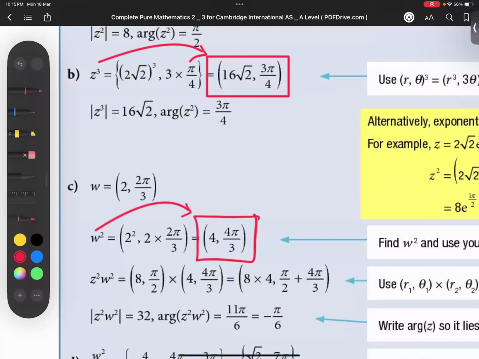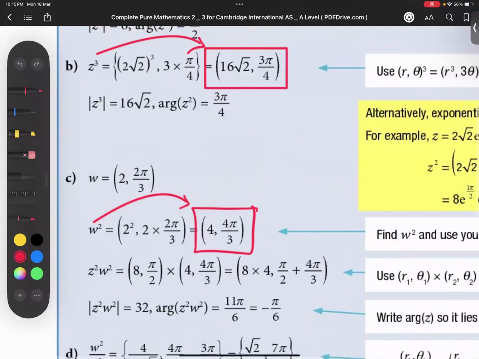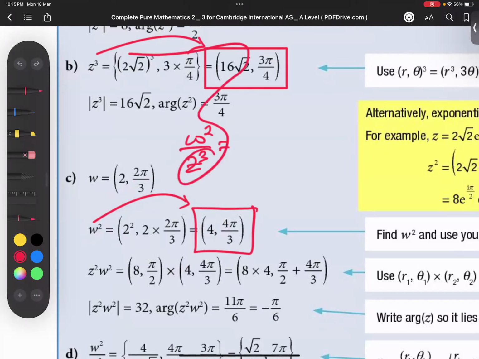And I want to divide. What is the dividing criteria? W square up and Z cube down. What is the dividing way? W square is this one, 4, and Z cube is this one. So this 4 goes up and this goes down. So this is my answer for the modulus part.